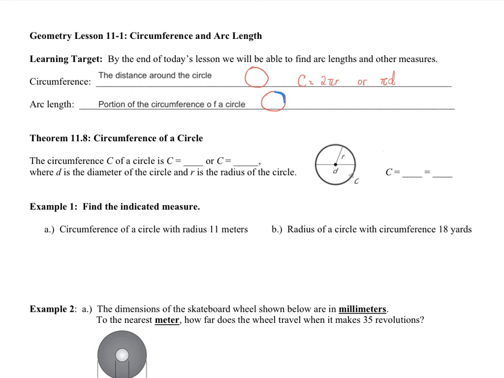Theorem 11.8, circumference of a circle. The circumference c of a circle is c equals pi d, or c equals 2 pi r, where d is the diameter of the circle, or r is the radius of the circle. So d is the diameter, r is the radius. So I'm going to write the formula again here.